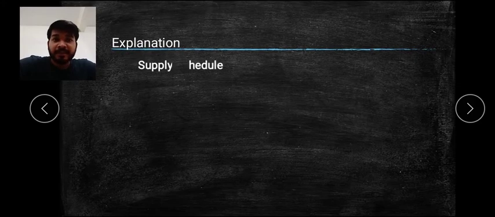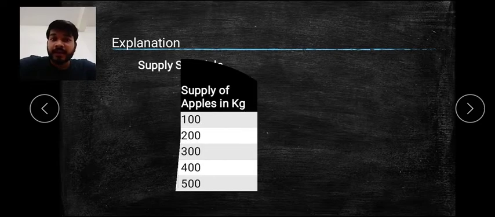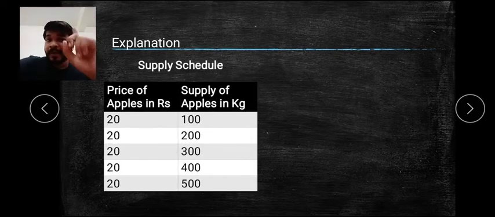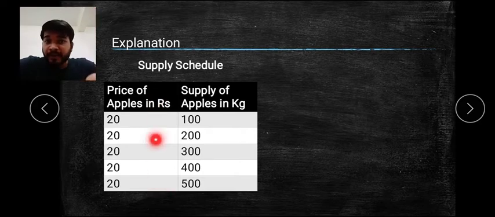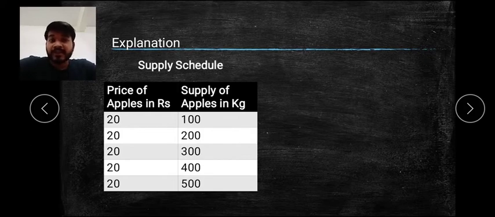So here is an explanation of this particular thing with the help of the supply schedule. As I told you, the price remains constant, so there is no change in supply due to price. The price of apples is the same, rupees 20, and the supply of apples by the sellers is in kgs, shown in the second column. You find rupees 20 everywhere, but the supply goes on increasing: 100, 200, 300, 400 and 500.